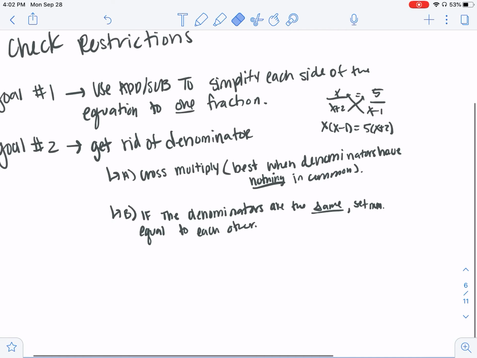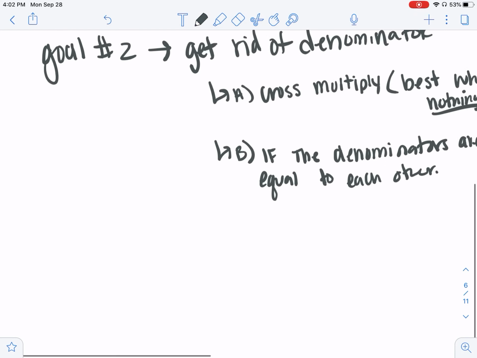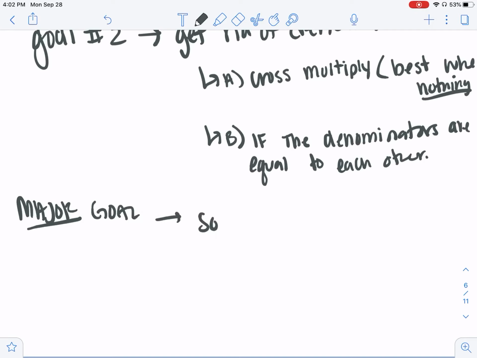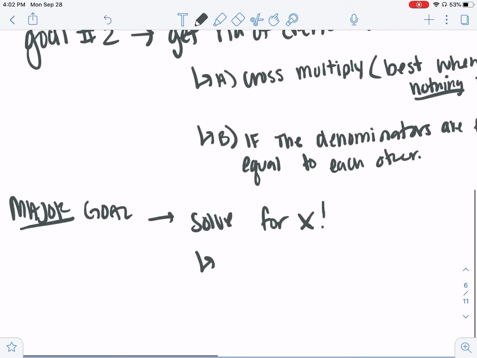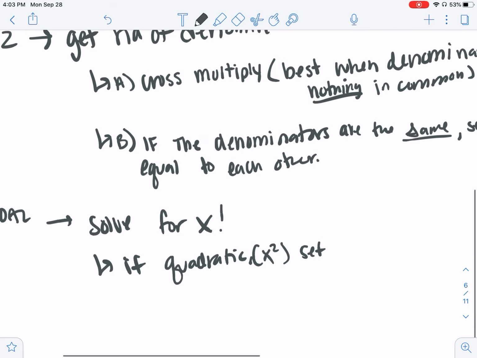So once we have completed goal 2, which is to get rid of our denominators, we can move on to goal 3, which is the major goal. Calling it the major goal because it's actually the goal of the entire problem, which is solve for x. And a reminder here that if it's quadratic, set the entire problem equal to zero.